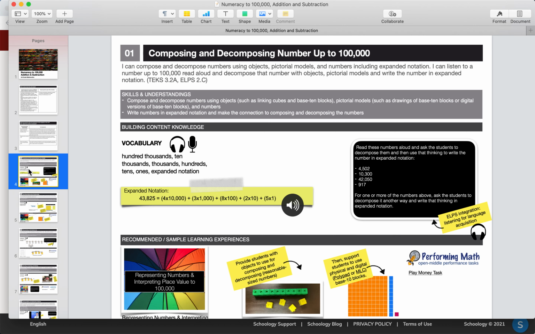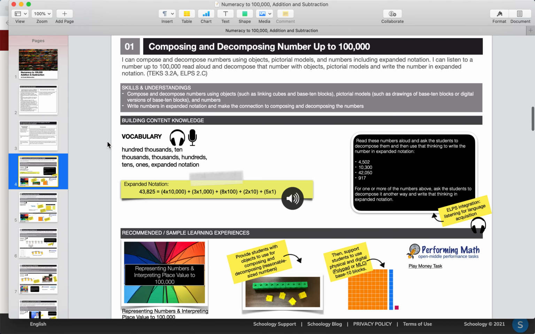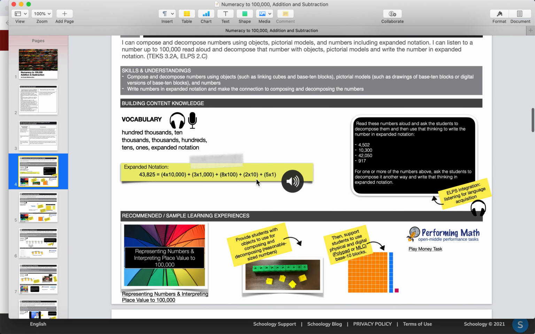Now, beginning on this page, the content aligns to the weekly scope and sequence. So the first week of content in the weekly scope and sequence is all about composing and decomposing numbers to 100. And so this page includes the I can statements, both the academic and language objectives, skills and understandings, vocabulary, and then more resources for you to build content knowledge, as well as some recommended or sample learning experiences. I called out ELPS integration, and if you click on these audio buttons, you can hear me talking to you with some teaching tips or things to remember.